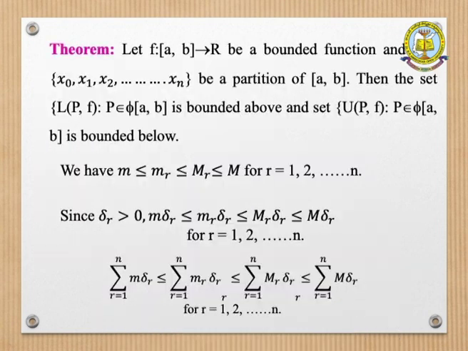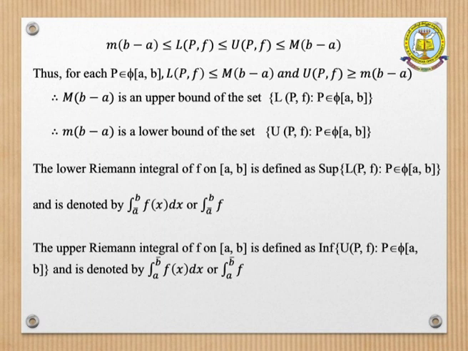Students, here sigma r = 1 to n of small mr delta r is your LPF and sigma r = 1 to n of capital Mr delta r is your UPF. And sigma r = 1 to n of delta r is b minus a. Why is it b minus a? Sigma r = 1 to n of delta r is delta 1 plus delta 2 and so on up to delta n. So, that will give you b minus a. You have small m into b minus a is less than or equal to LPF less than or equal to UPF is less than or equal to capital M into b minus a.